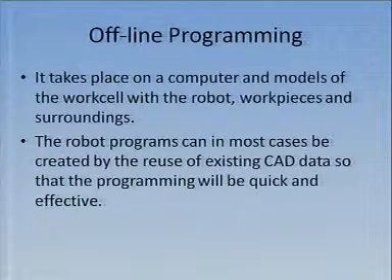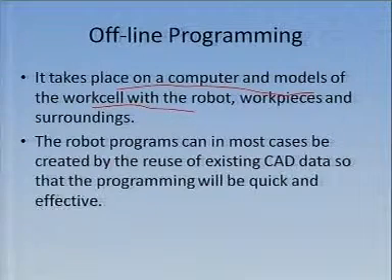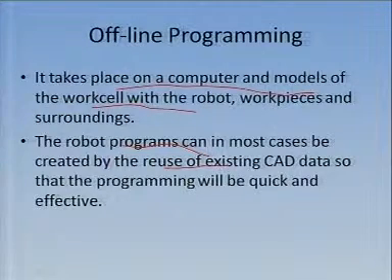Now, one of the major disadvantages of online programming is that you are keeping your robot engaged, which is not good for productivity. So, there is something called offline programming, that means you do the computer programming of the robot on the computer screen itself. So, it takes place on the computer and models the work cells with the robots. These robot programs can in most cases be created and reused from the existing CAD data. Okay. I will show you one such scenario.